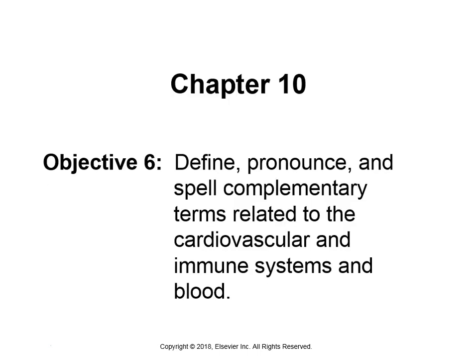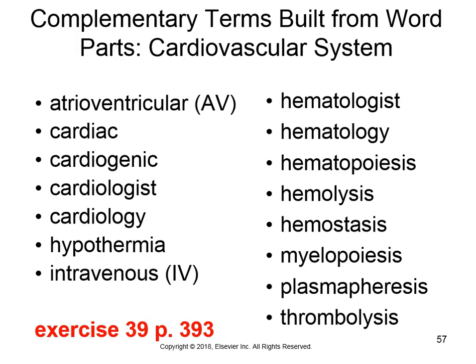Okay, we are to the complementary terms, which there is a lot based on each system. Here are all of the ones from word parts, so I'm going to leave that up to you. A commonly used one again is intravenous or an IV. We see that all the time. But looking at these, there's no really new prefixes or suffixes, so I'm just going to gloss over this part and have you try exercise 39 on page 393.